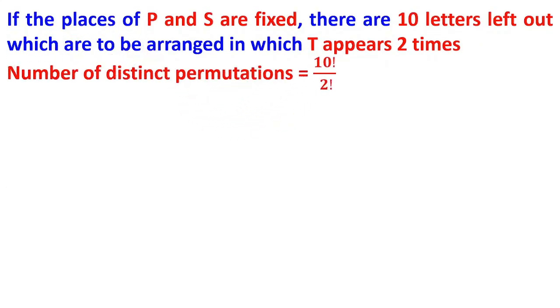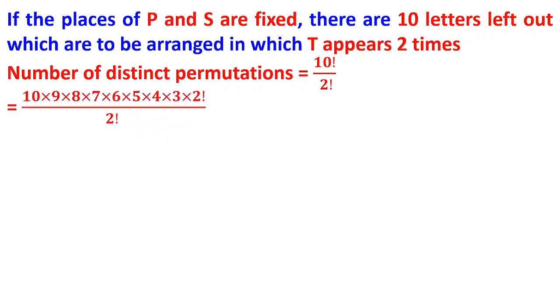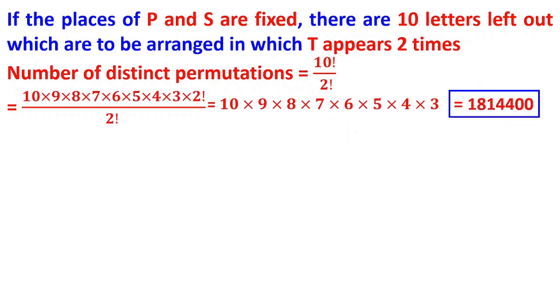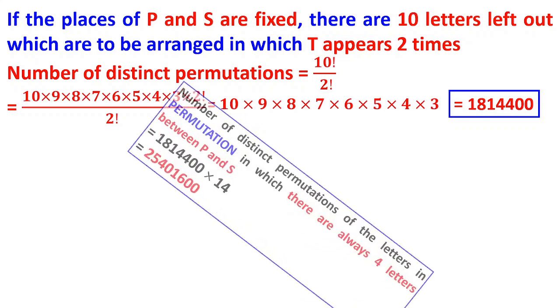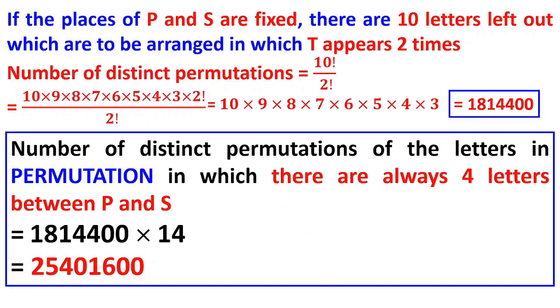Let us now once again make use of the idea that if the places of P and S are fixed, there are 10 letters left out. T also appears 2 times, therefore it is 10 factorial by 2 factorial. That answer we have got as 1,814,400. And there are 2 permutations, we have to multiply them. For already we have found 14, and here we have found 1,814,400. We have to multiply them and get the answer.